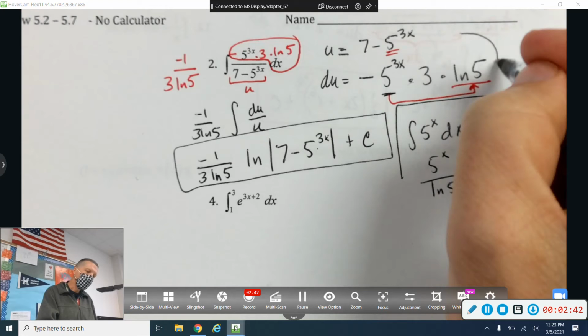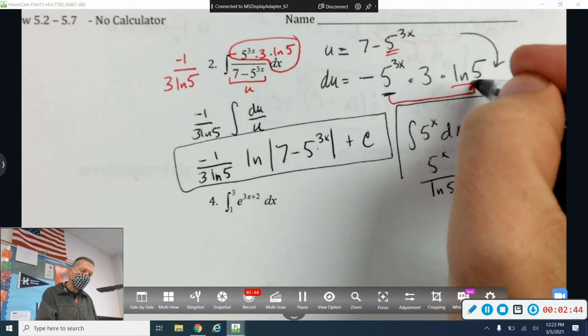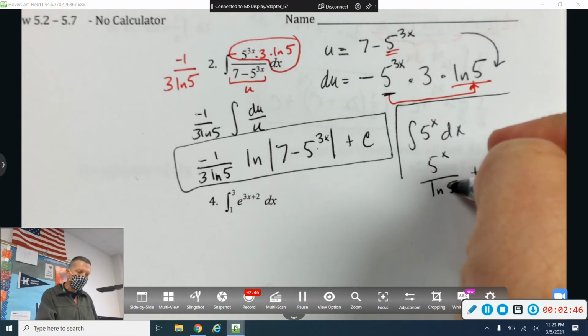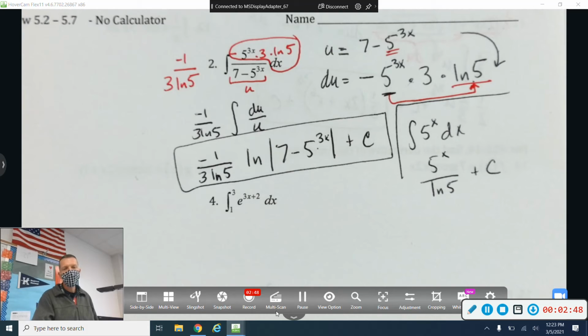So here's the forward rule. You end up multiplying by natural log 5. The backward rule, you end up dividing by natural log of 5.